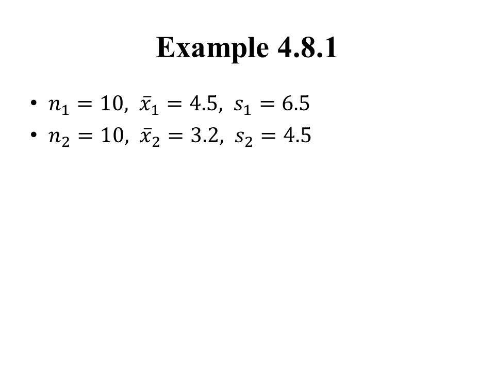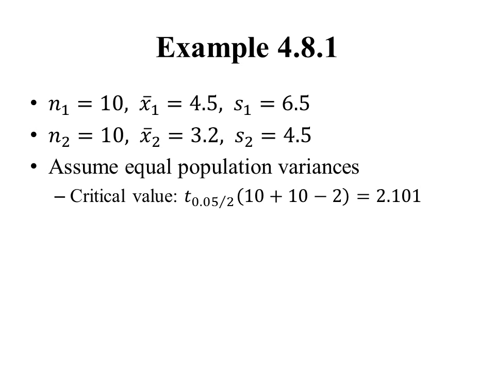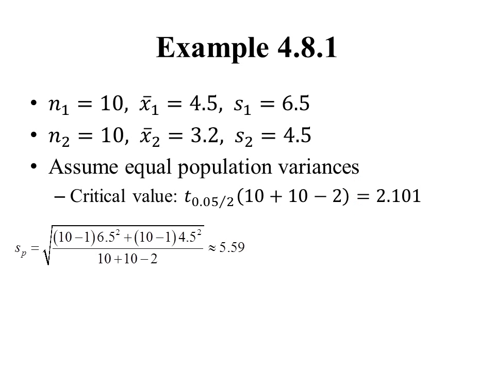So let's apply these formulas here to this example. And so in our problem, here are the values of our sample statistics that were given. Okay. Now, in our first calculation, we're going to assume equal population variances. And so first we'll find our critical value. It's a t-score. We'll use a 0.05 significance level. And so we're going to have 10 plus 10 minus 2, which is 18 degrees of freedom. And if we look up that critical value from our critical value table, we get 2.101.